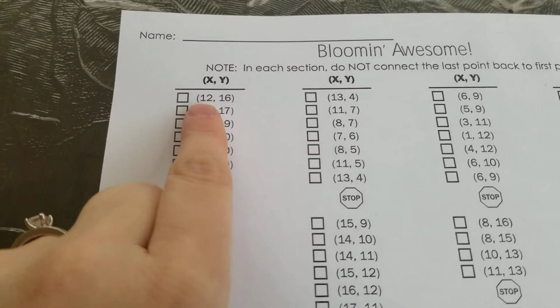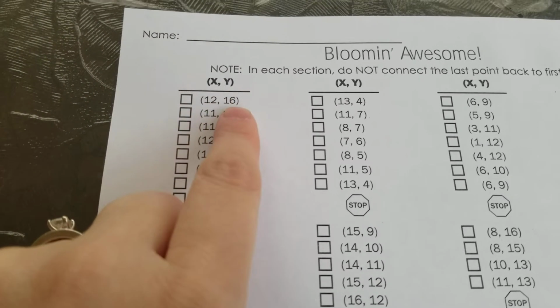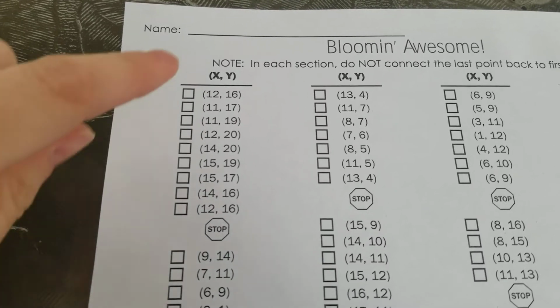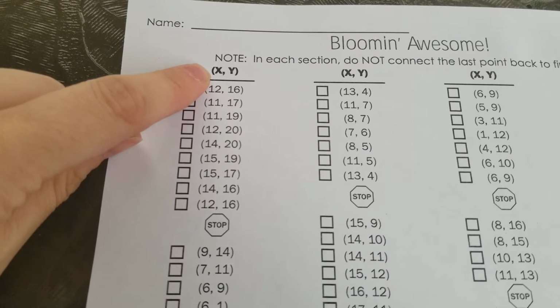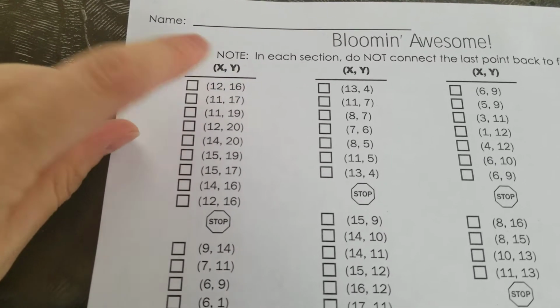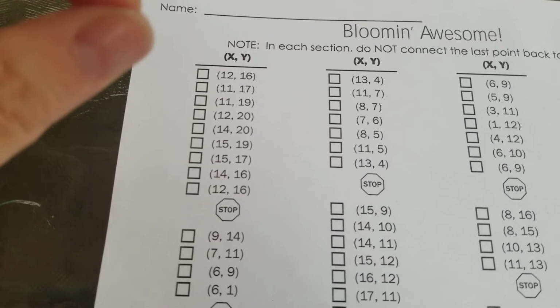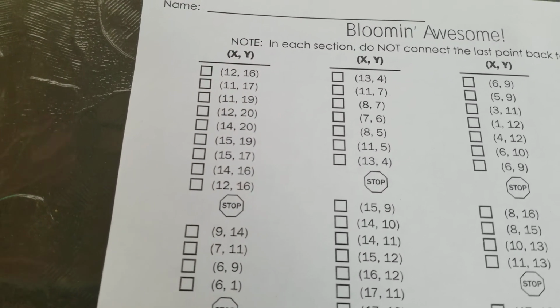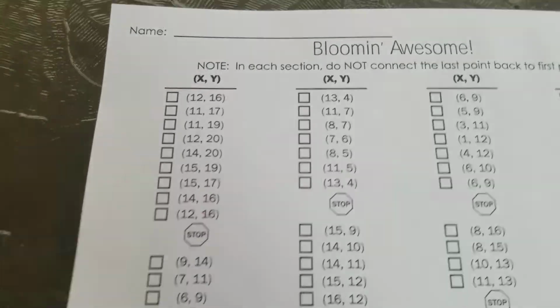So the first number is your X: 12 is X, 16 is Y. It's kind of like a grid map. I'm going to find my X, which is 12, and I'm going to find my Y, 16. Where they meet, I'm going to put a point, and then I'm going to find the next one. So 12X, 16Y. Let's find this.